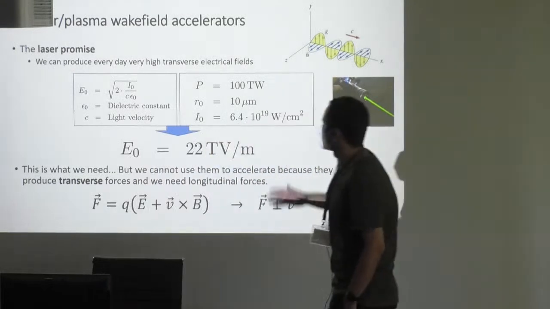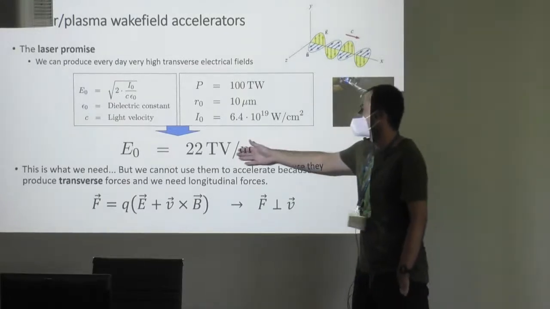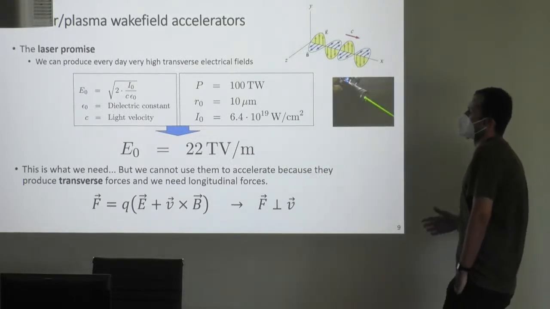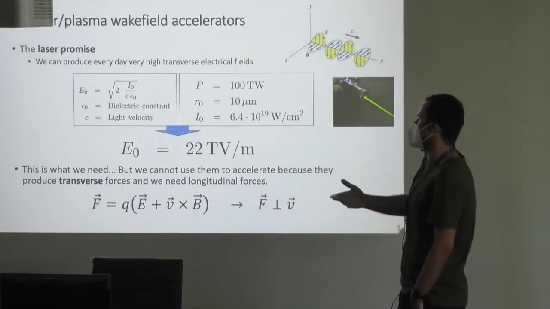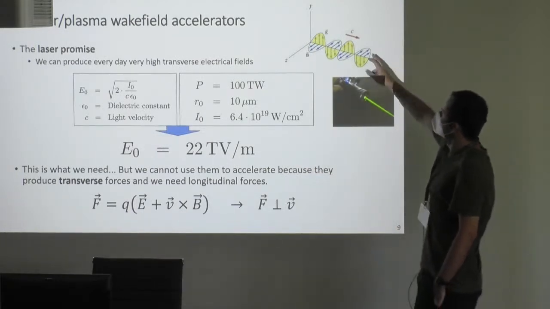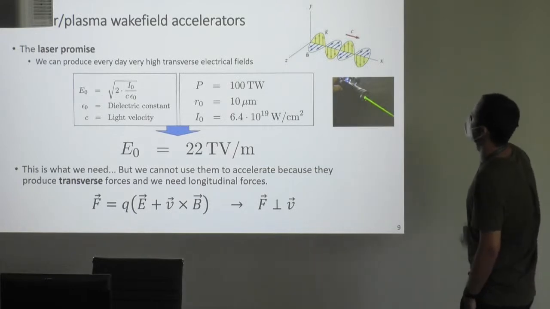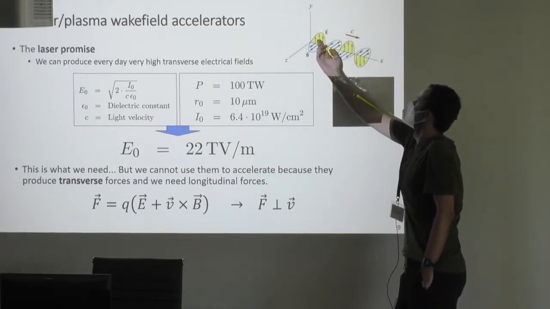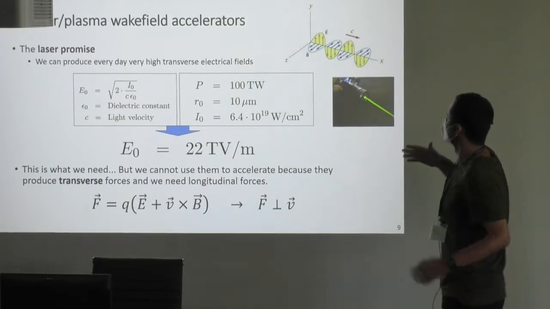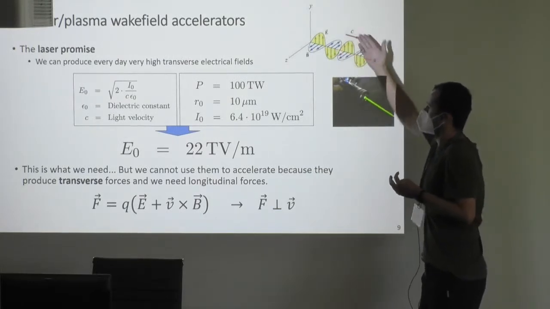So, in the laser or plasma wave field accelerators, we have to start with a laser, where the electric field that we can obtain is of the order of 20 teravolt per meter, that is 5 orders of magnitude higher than the electric fields obtained to accelerate in the RF cavities. However, these electric fields cannot be used to accelerate because if we have a laser, the electromagnetic fields produced are perpendicular to the direction of motion of the laser. And we want the electric field to have the same direction as the velocity, because we want the particles to travel together with the laser to achieve a permanent gain of energy from the laser.